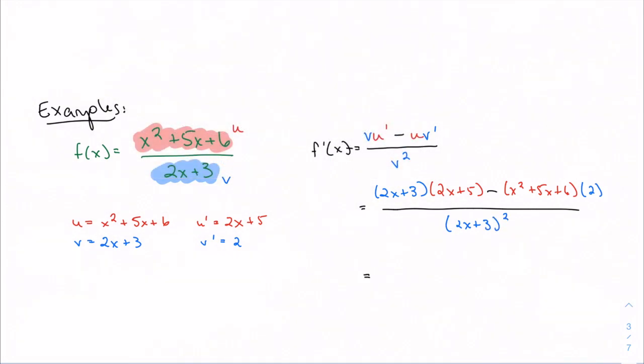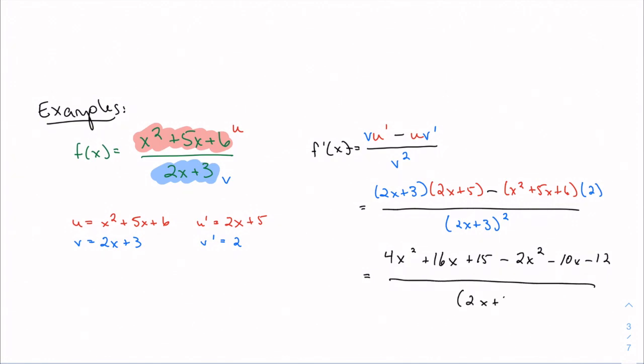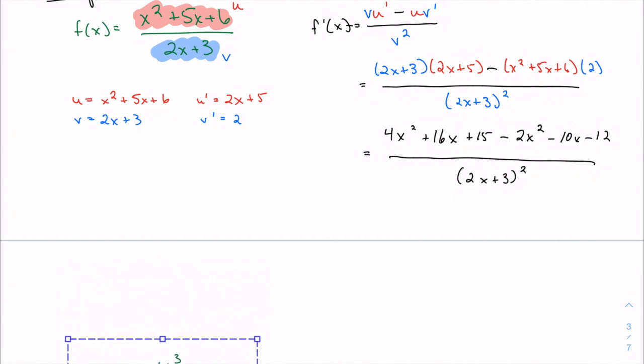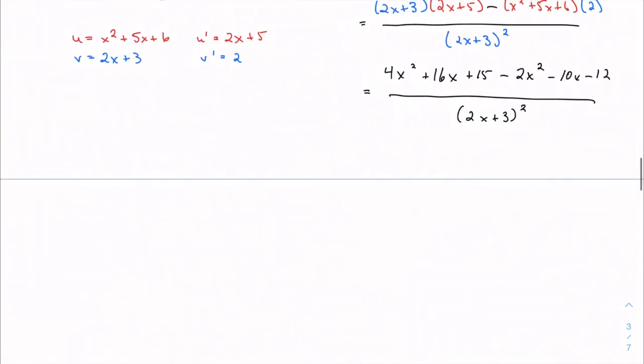And I'm going to need to simplify this just a little bit. So let's FOIL, get 4x squared, 10x and 6x is 16x, plus 15. This, just distribute the 2, 10x minus 12. We'll actually leave that denominator alone for now in the hopes that maybe I can actually eliminate part of it. So let me move my other example down a lot so I can just finish simplifying this. So I'm left with 2x squared plus 6x plus 3, divided by 2x plus 3 squared.